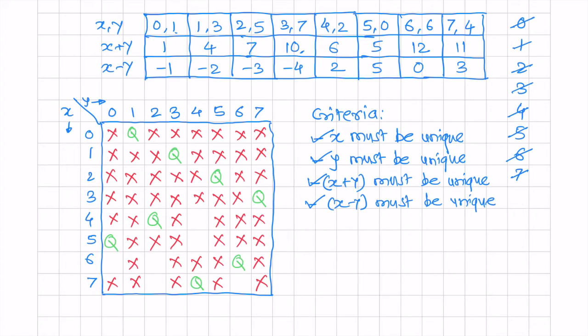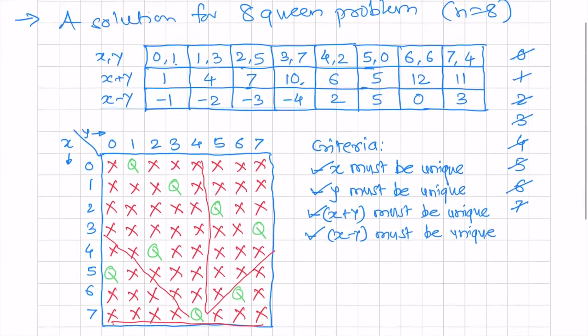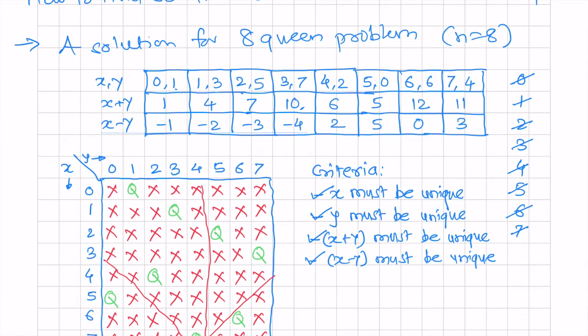Fifth one, row is safe, column is safe, diagonals are safe. Sixth one, row is safe, column is safe, diagonals are also safe. Seventh one, row, column, diagonals all safe. For the eighth one, row, column, and the diagonals are also safe. So there you have it. We have solved the 8 queen problem manually.